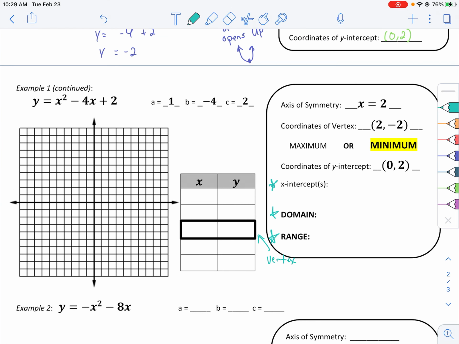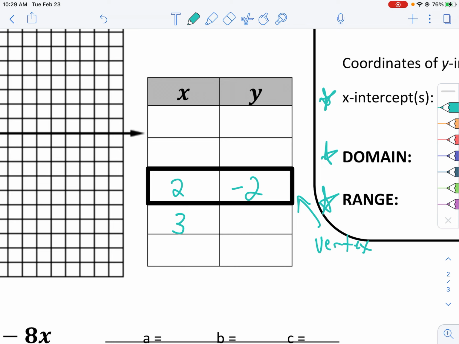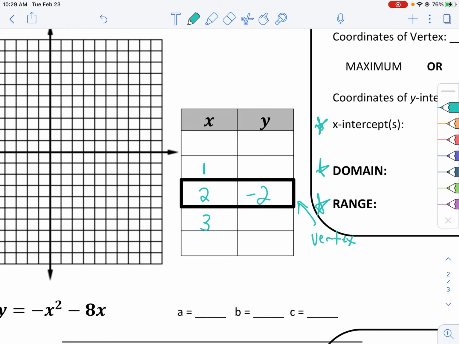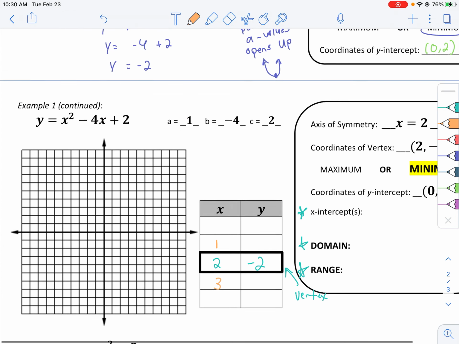So our vertex point is (2, -2). From there, you're going to go up 1 from 2, so that would be 3, and you're going to go down 1 from 2, so that would be 1. Those are the next two numbers we want to plug in, so let's plug those in the same color.